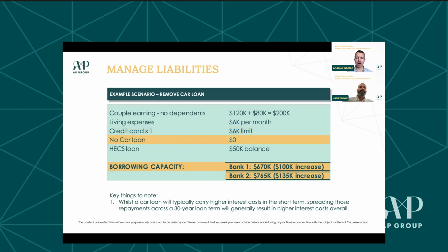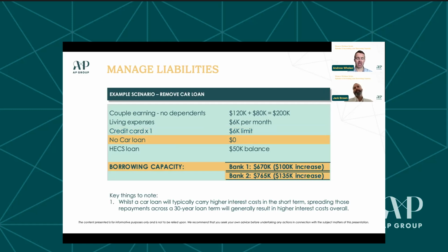So we'll jump onto the next slide now and have a look at the impact of the car loan. Here, this couple has paid out their $50,000 car loan. And you can see that by reducing that $50,000 car loan liability, the impact on borrowing capacity adds between 100 and 135K, depending on the bank.